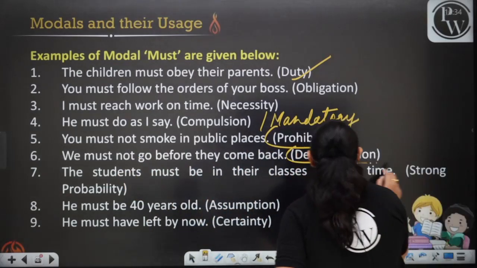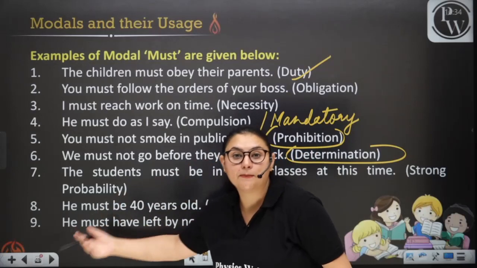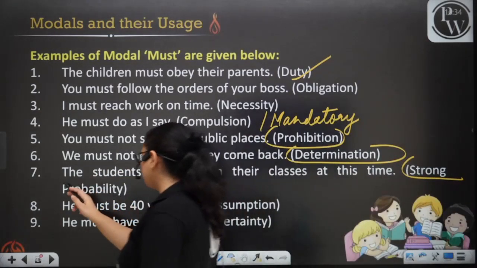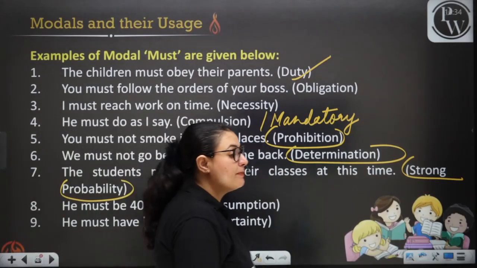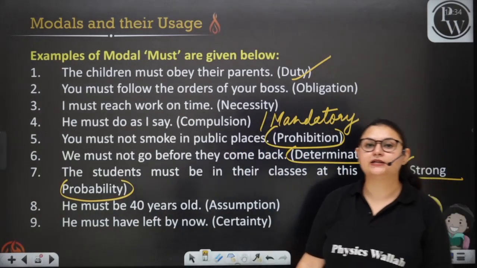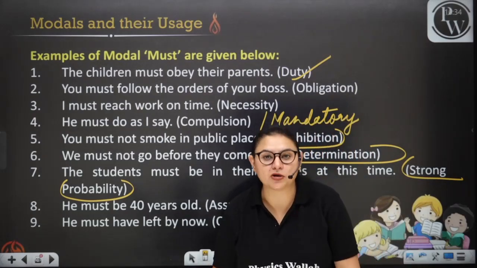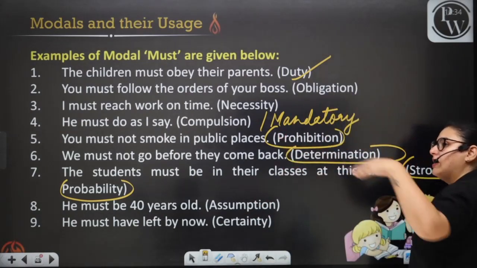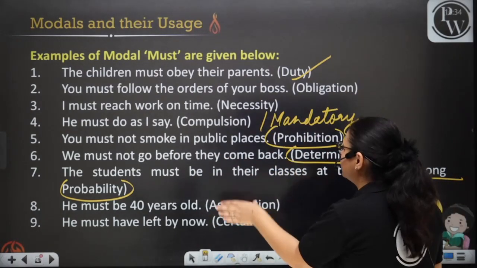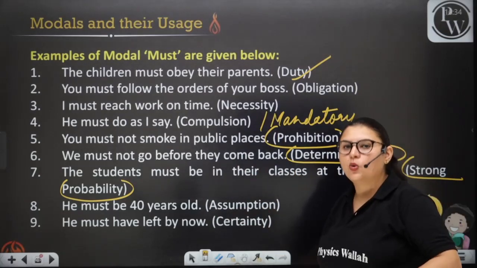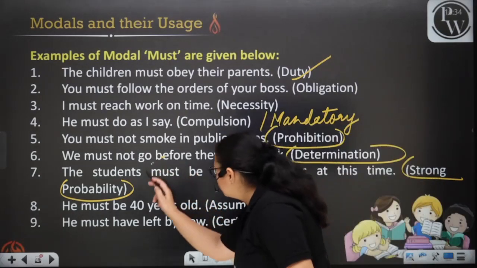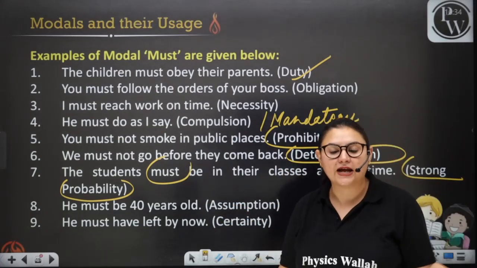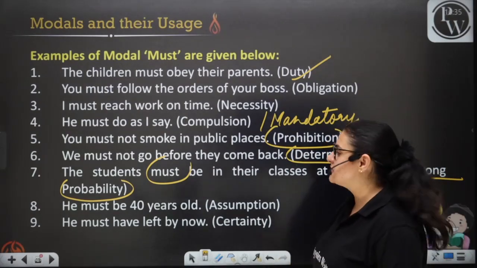Now this is determination. You must not go before they come back. Now comes strong probability. We have learned about probability in may and might. In the case of might, there is 25% possibility of something happening. But when there is a strong probability of something happening, then you use must. When you are very much sure that the students must be in their class, you can use must in this case.